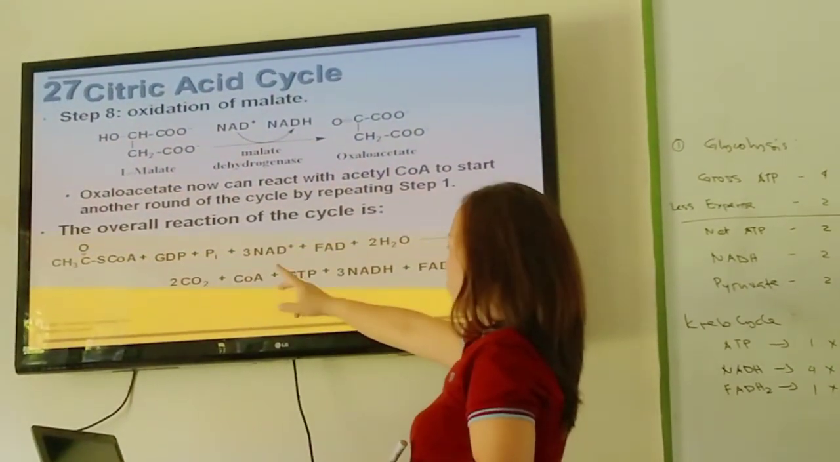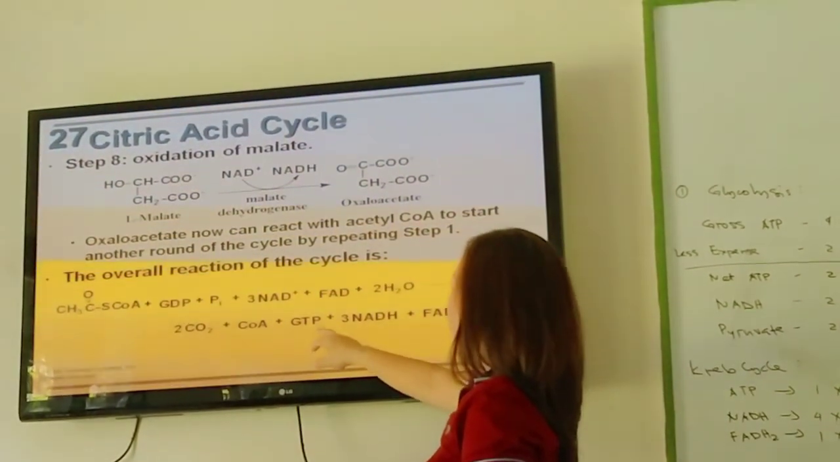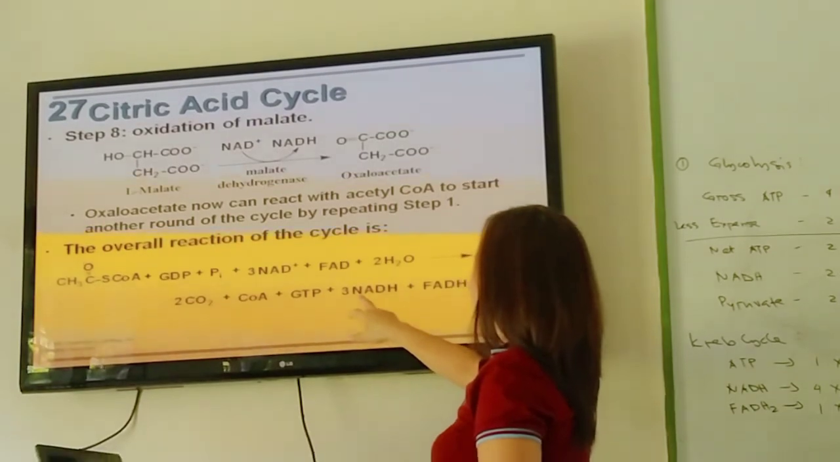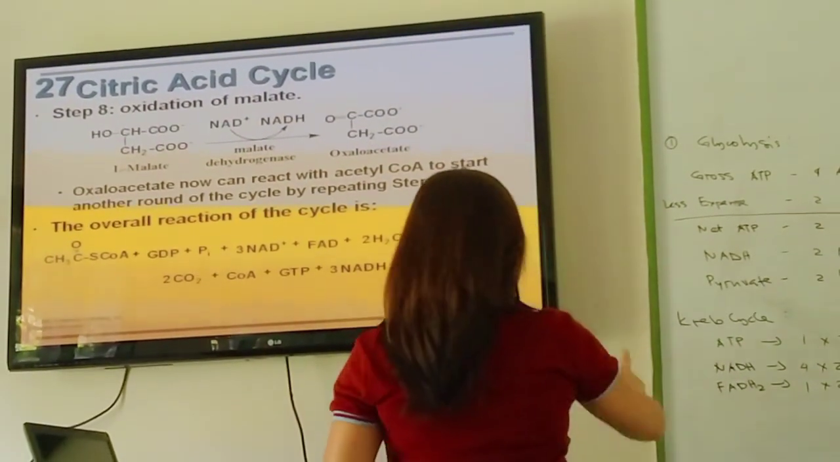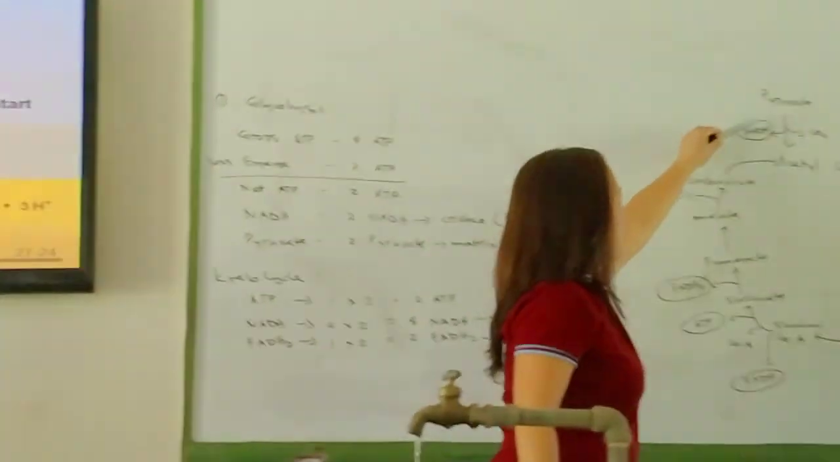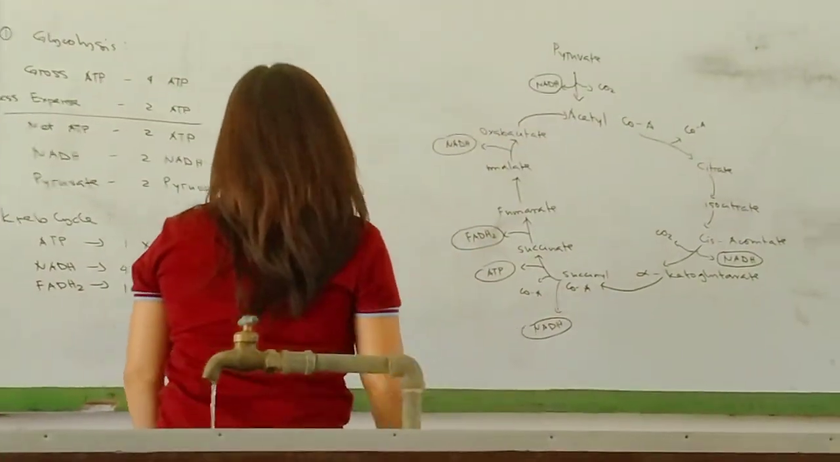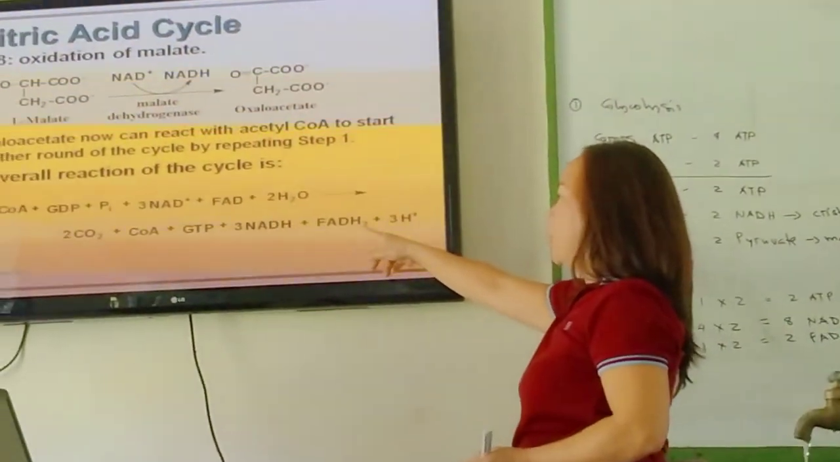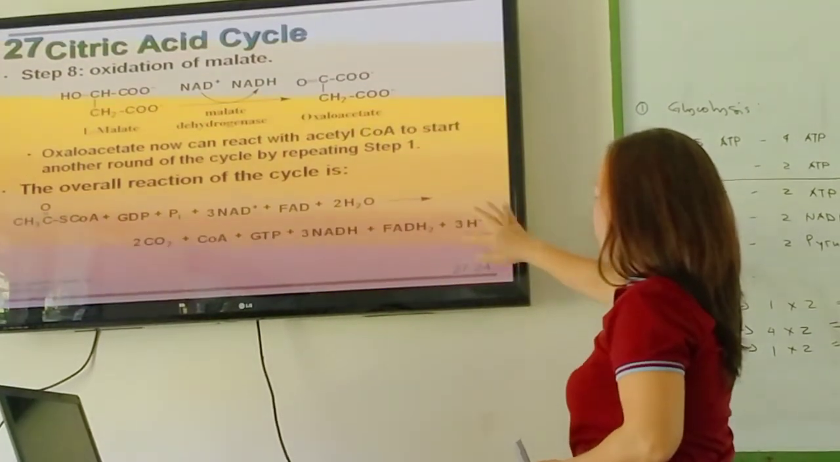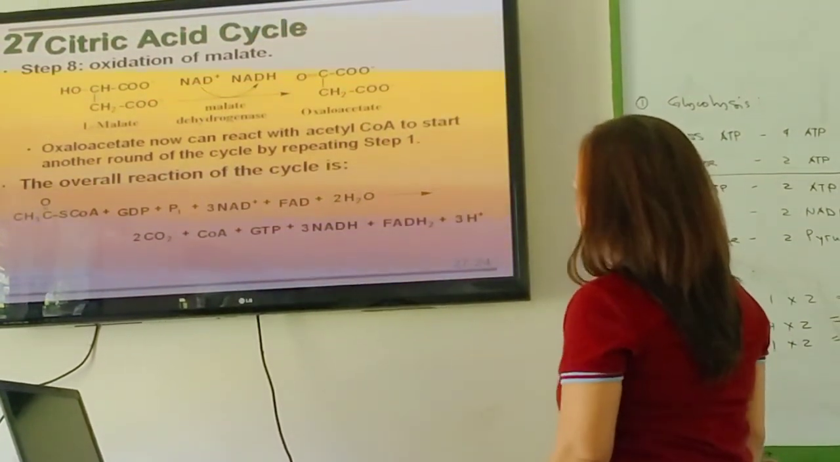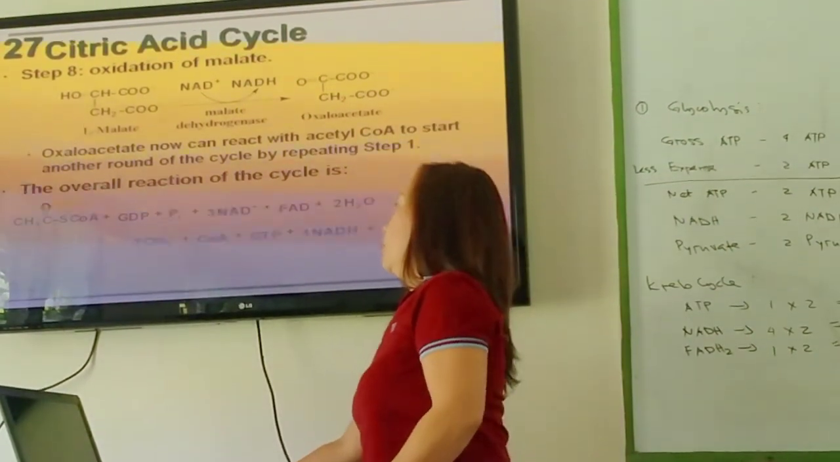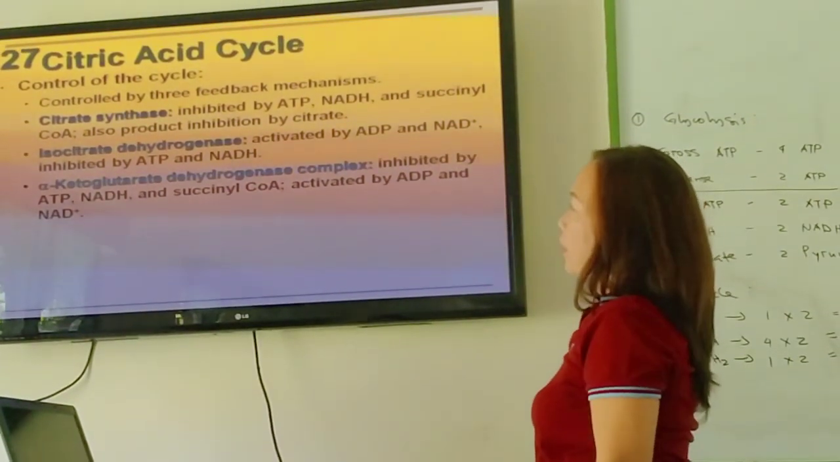So we have here the overall reaction of the cycle. Of course, there are carbon dioxide, we have GTP, we have 3 NADH, excluding this one, and you have one molecule of FADH2. Of course, you have the protons. So that is the overall reaction for the citric acid cycle.